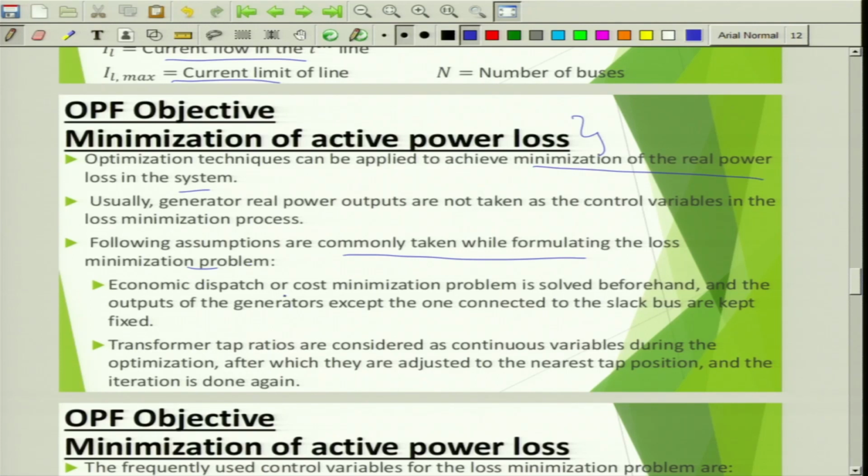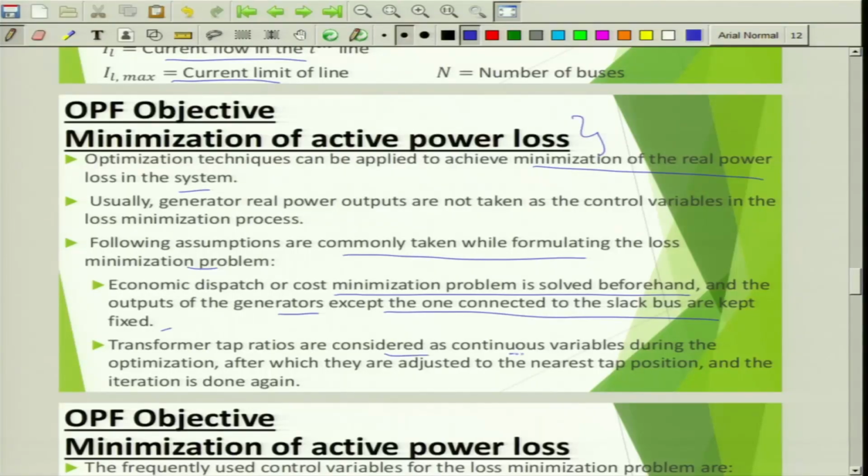So, what are the assumptions? Economic dispatch or cost minimization problem is solved beforehand, and the outputs of the generators except the one connected to the slack bus are kept fixed. That means you carry out ED, economic dispatch, and then you have the generations available. Having such generation, how do you minimize the loss?